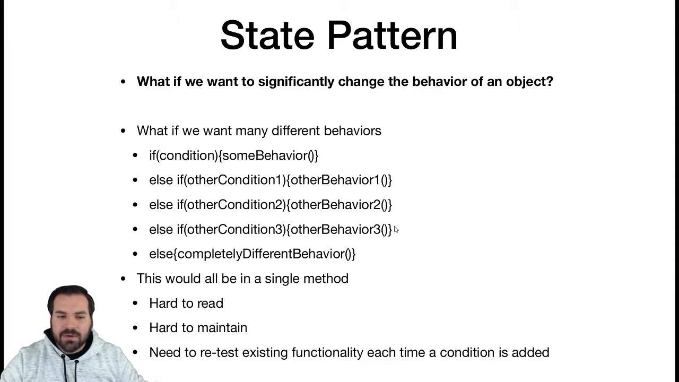You really have to be careful when you add a new conditional here to make sure that it's not interfering with any other conditionals. The order of these else ifs is going to matter to determine which branch you're going to take. And if we add one, if we have a behavior 4 we want to add, we have to retest everything. And it's just hard to read. This method is going to get large.